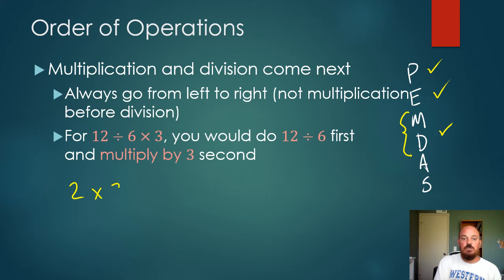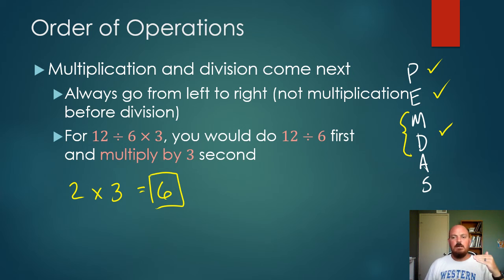Then take that, 2 times 3 equals 6. So the correct answer here to this question is 6. Now, if you thought about PEMDAS, if you learned it and maybe forgot and just remembered the letters and said, okay, well, M comes before D, so multiplying comes before dividing, you would get the answer wrong.